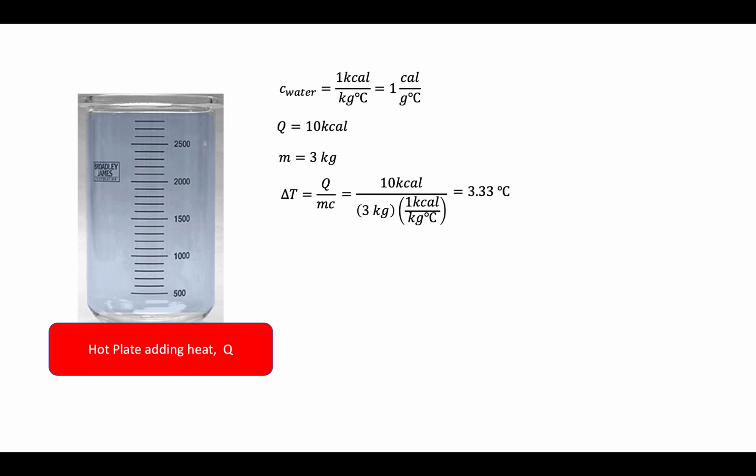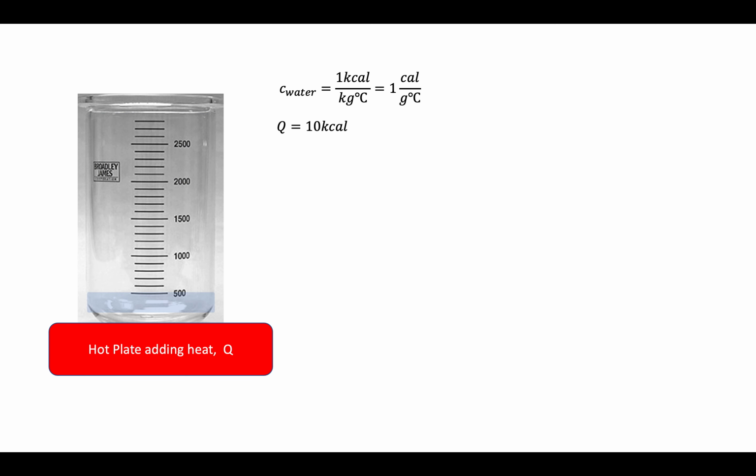Remember, in the first case, the change in temperature was 10 degrees Celsius when we only had 1 kilogram of water, and now the change in temperature is 3.3. So again, there's this inverse relationship. As we increase the mass, the change in temperature becomes less when the same amount of energy is added.